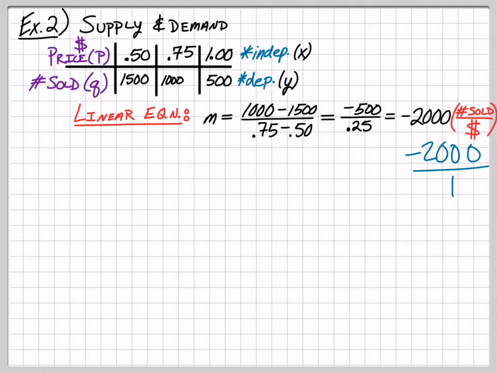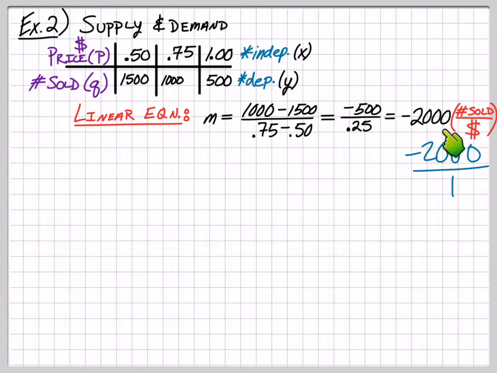So if I think about for every $1 increase in the price, it looks like we're losing 2,000 items sold. So you don't sell as much when the price goes up. For every $1 increase in price, you can expect to lose 2,000 items as far as the number you're going to sell. All right, great. So we got the slope. We know how to interpret it.